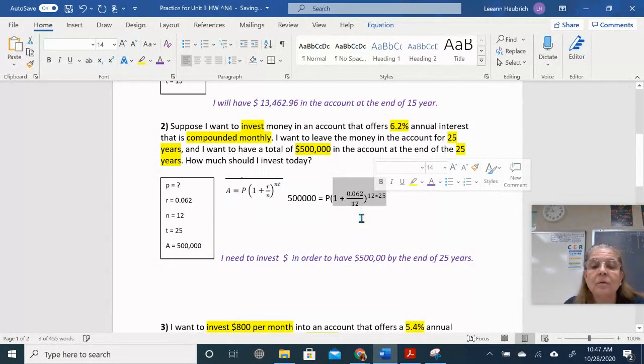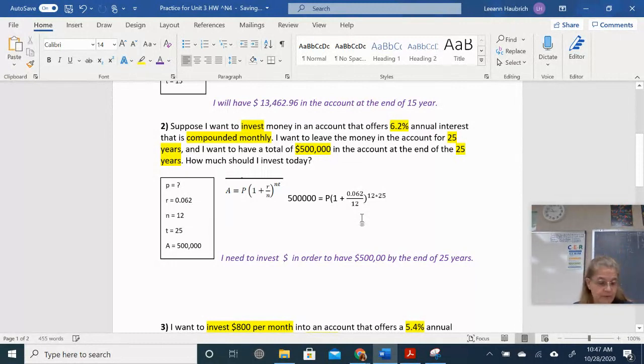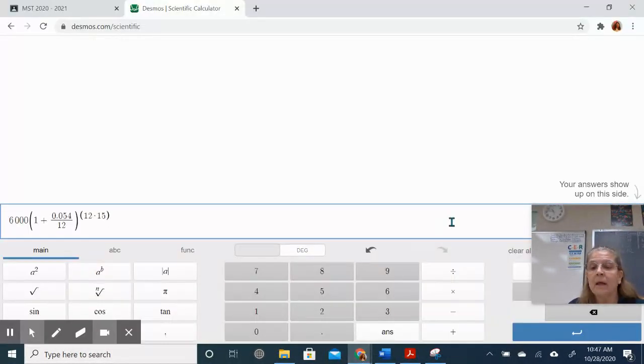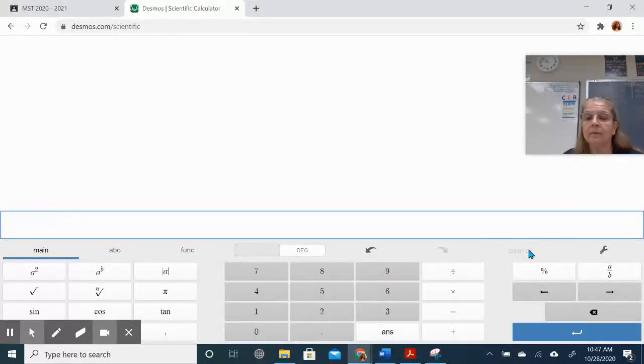So let me go to the Desmos calculator. I wrote some of it out on a piece of paper so that I wouldn't forget what I had to put in the calculator. So I'm going to go to the Desmos calculator and clear everything out. I could do this in one step, or I can do this in multiple steps. I do know that I want to end with the $500,000, and the $500,000 needs to be divided by everything that is on the right side currently.